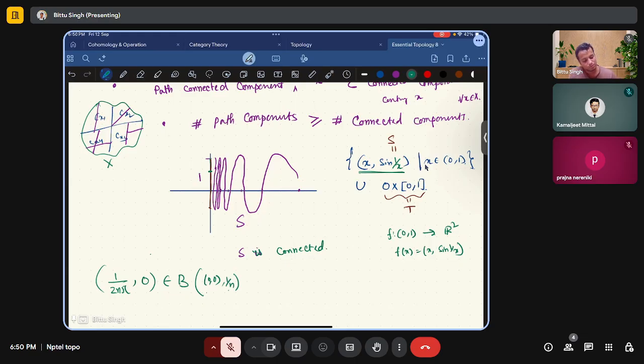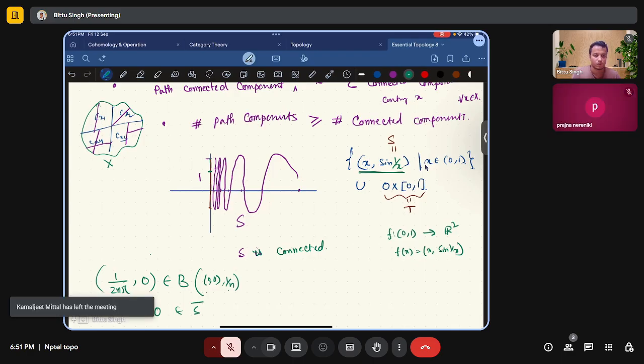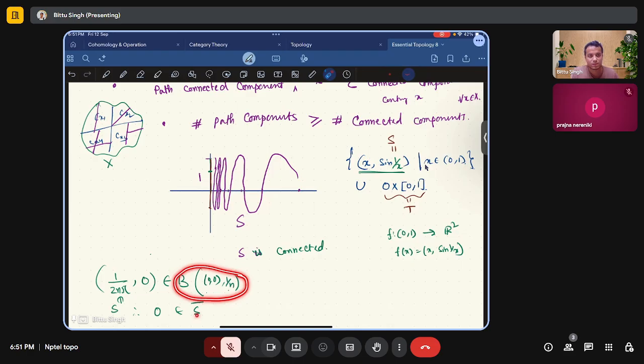Therefore the origin belongs to the closure of S. That is, this open ball always intersects with some point in S. This point belongs to the sine curve, and it intersects. Therefore, it is clear that B(0,0), this open ball around the origin, intersects with S. This is the definition of the closure, right? So therefore 0 belongs to the closure of S.